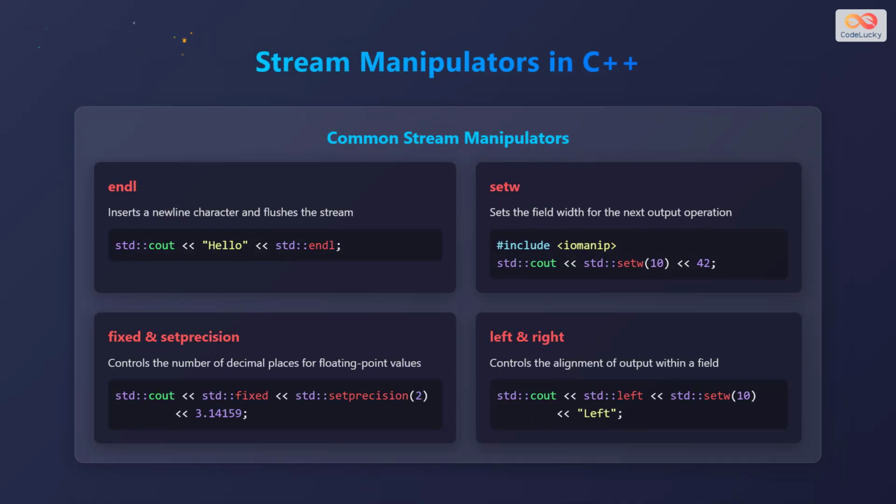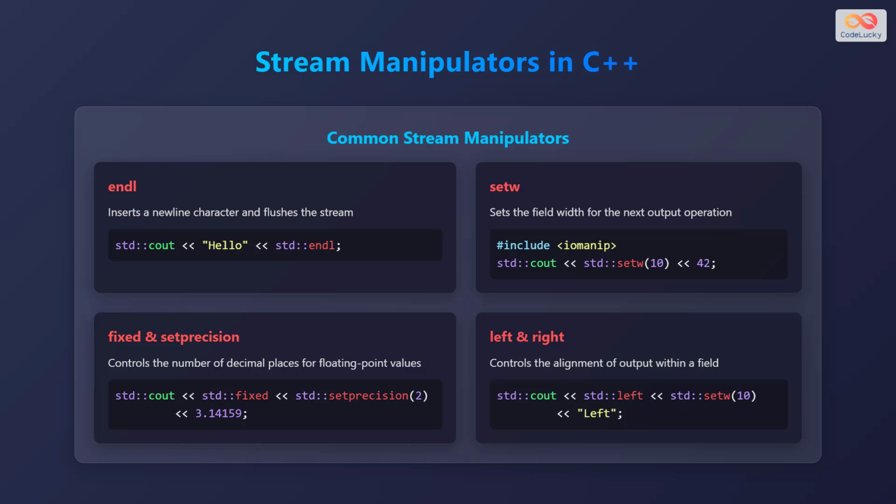Now let's learn about stream manipulators in C++. Stream manipulators are functions designed to be used with insertion and extraction operators on iostream objects. They help to format the output. The first manipulator is endl. It inserts a new line character and flushes the stream. For example, std::cout << "Hello" << std::endl.